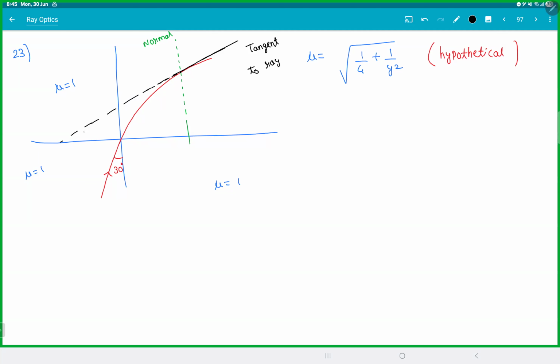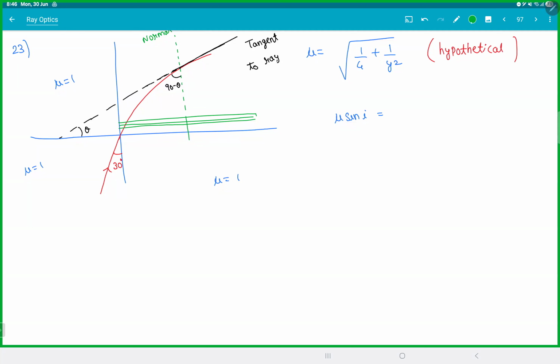If this angle is theta, this angle will be 90 minus theta. Now we know from Snell's law, mu into sin i is constant. Just now we saw that, we proved it. So we get mu into sin i is constant. Because here you're taking these slabs. Mu is changing with y, so these are thin slabs like this. So for a given y coordinate, you have a thin slab there. So these are parallel slabs. Mu sin i is constant.